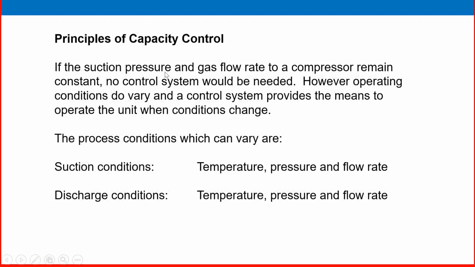So, the principle of capacity control: if the suction pressure and gas flow rate to a compressor remain constant, no control system would be needed. However, operating conditions do vary and a control system provides the means to operate the unit when conditions change. The process conditions which may vary are the suction conditions: temperature, pressure and flow rate. Discharge is also the same: temperature, pressure and flow rate.